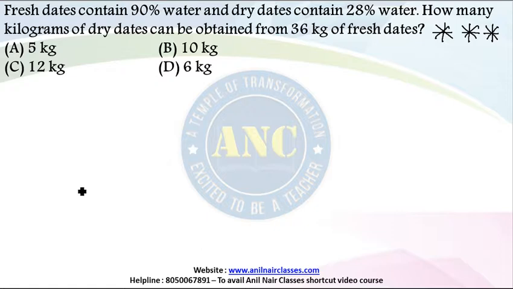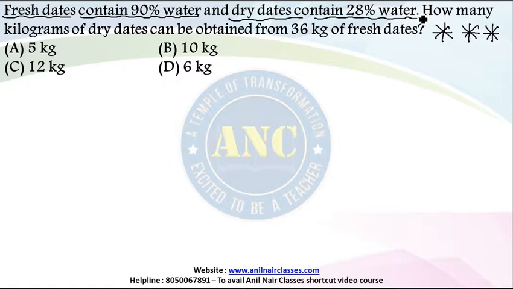Now see here, sir. Your question is, fresh dates contain 90% water. Okay. There is something called fresh date, it seems. That fresh date contains 90% of water. How much water quantity is present in that fresh date? That is what we are talking about. And dry dates contain 28% of water. There is another parameter called dry dates.